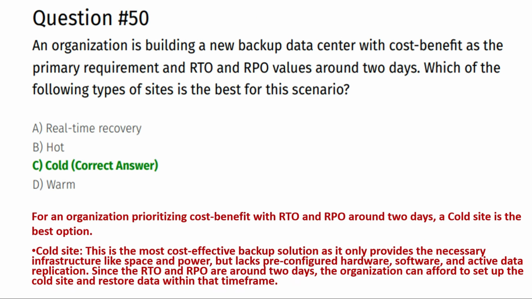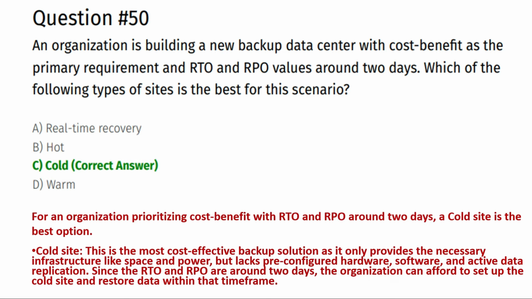Next question is, an organization is building a new backup data center with cost benefit as the primary requirement and RTO and RPO values around two days. So which of the following types of sites is the best for this scenario? Option A, real-time recovery. Option B, hot. Option C, cold. Option D, warm. And the correct answer for this question is option C, cold.